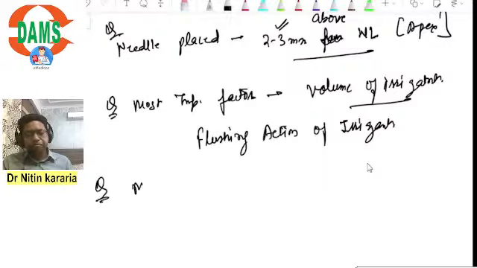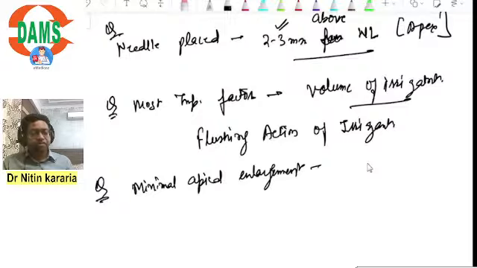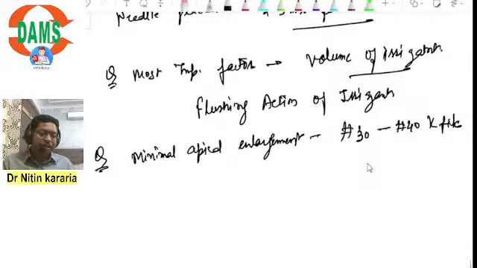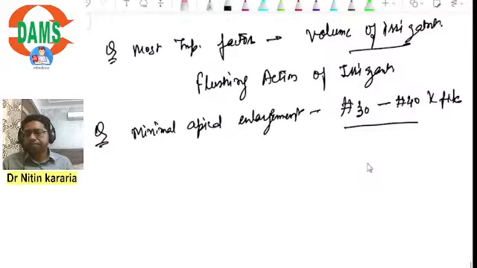Another set of questions, they ask you minimal apical enlargement related to irrigation, which is size 30 to size 40 K file. Because the smallest gauge of needle that is available is 30 gauge. 30 gauge is 0.3 millimeter diameter, which is equal to the size of the tip of number 30 K file. So minimal apical enlargement is 30 to 40 K file. Okay, these are the important aspects related to prevention of procedural error related to irrigation of the root canals.